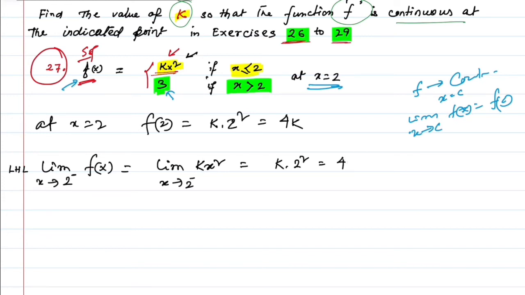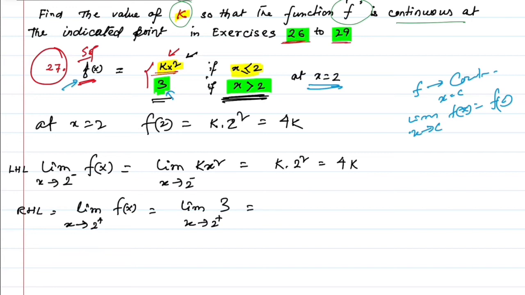So let me write here, it is equal to 4k, and let us find our right hand limit. Limit x tends to 2 positive of f of x. For x greater than 2, the right hand limit must be 3, isn't it? So limit of 3, x tends to 2 positive, that's going to be equal to 3.